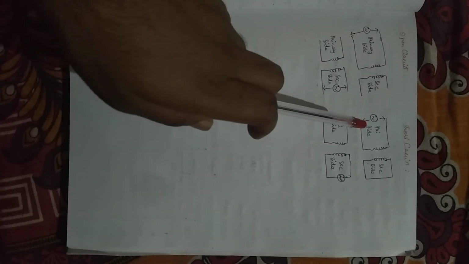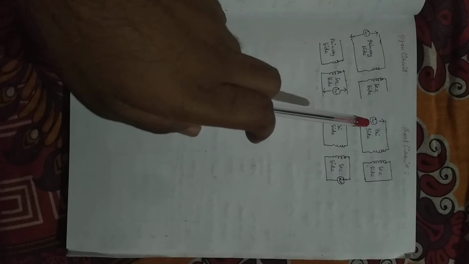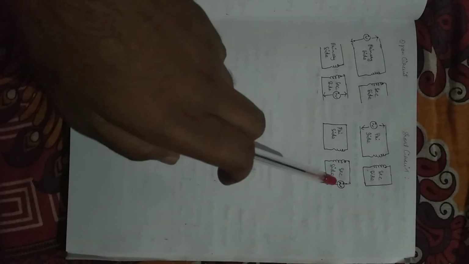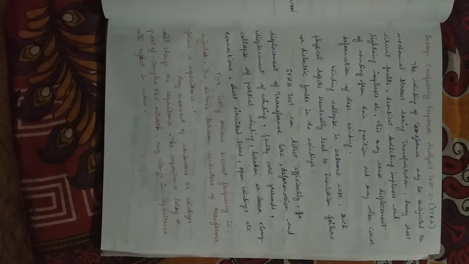Then vice versa, for secondary side shorting, we inject a frequency at the primary side, then the secondary side will be shorted, and when injecting at the secondary side, the primary side will be shorted. So this is your basic SFRA testing, which is normally carried out in substations. Hope you understand. I think so.